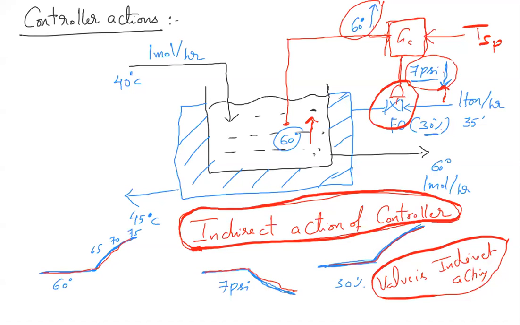In the question, the valve has to be given as air to open or air to close. Without the valve, you cannot decide, because whether the controller has to decrease or increase the pressure signal, it should know the valve type. But overall, you know what action is required: when temperature increases, you have to open the cooling water flow rate.